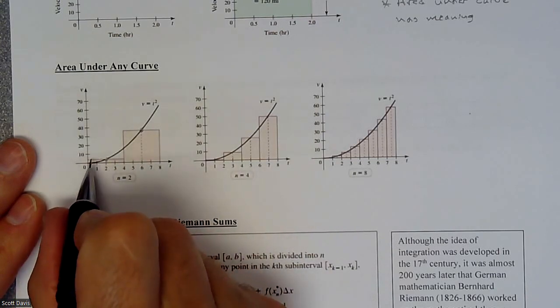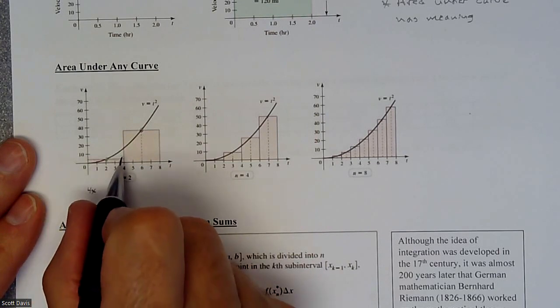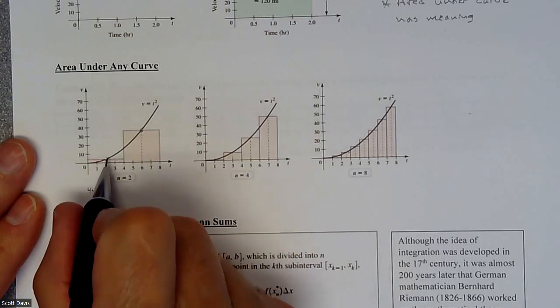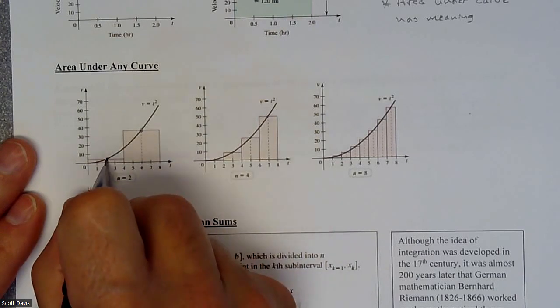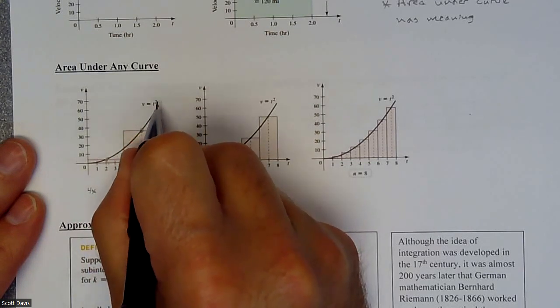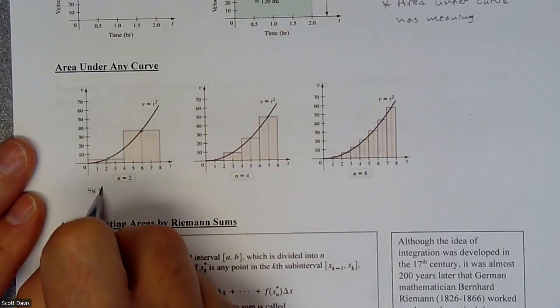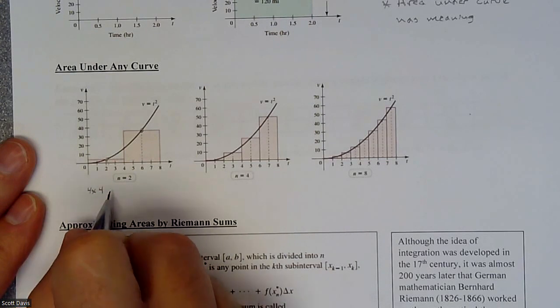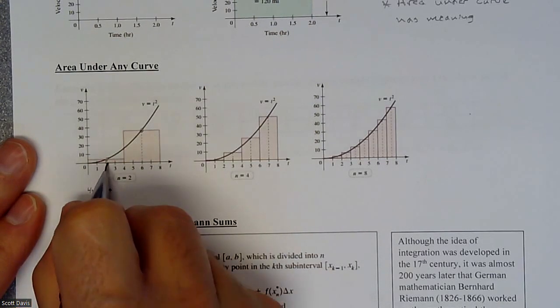To figure out the height, you could use the left end point of this. You can use the right end point of this rectangle. We're choosing to use the middle. So if we're choosing the middle, how do I find the height to this? Well, if I have a 2, I plug it into this. And so 2 squared is 4. So the width is 4 and the height is 4. So that's the area of that rectangle.